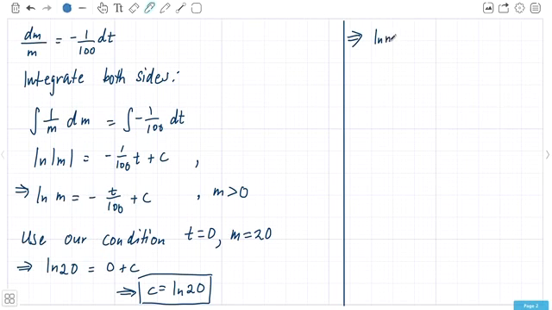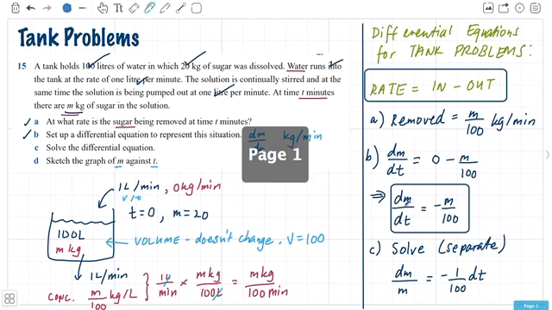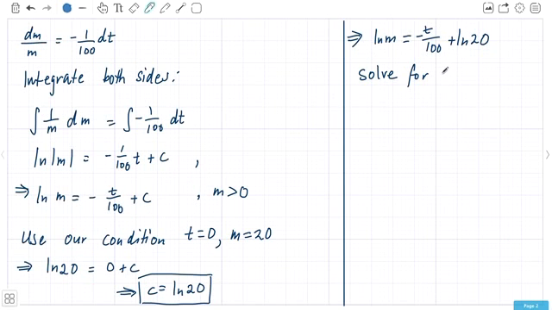We've got log m minus t, equals minus t on 100 plus log 20. Now we always solve for whatever's on the top of our differential equation. So it's dm dt, so let's solve for m. Okay, so I'm going to solve for m so that we have e to the log m. So I've taken the exponential of the left side, and I'm also going to take the exponential of the right side, so e to each side.